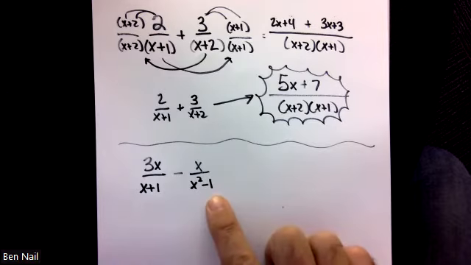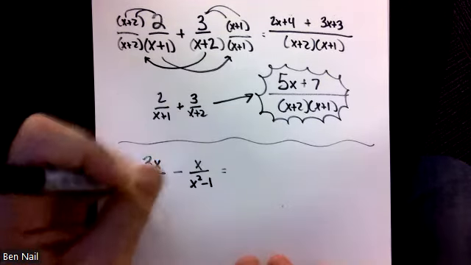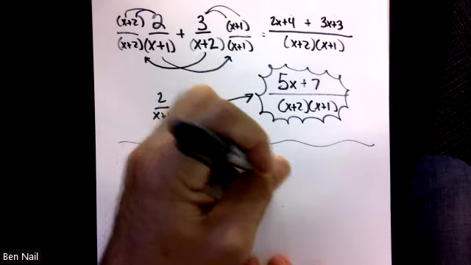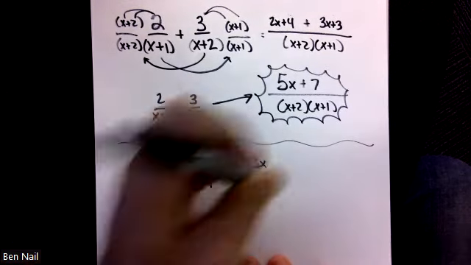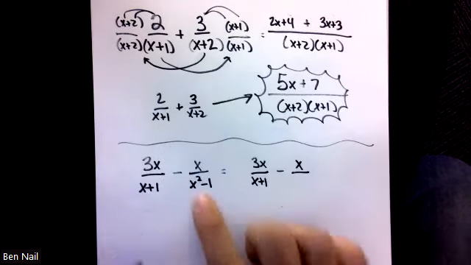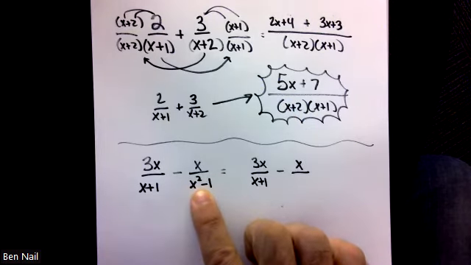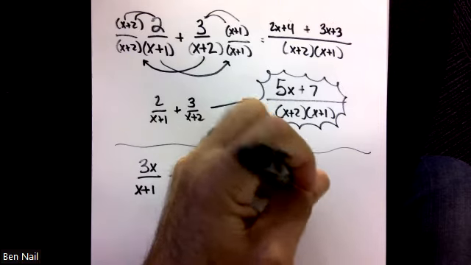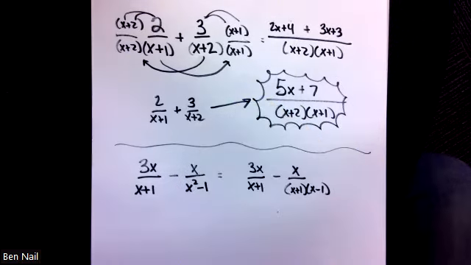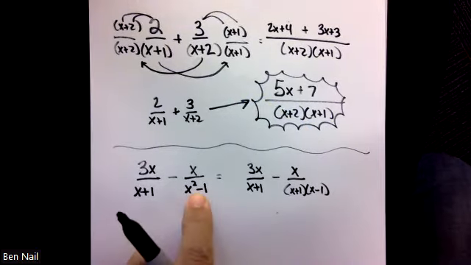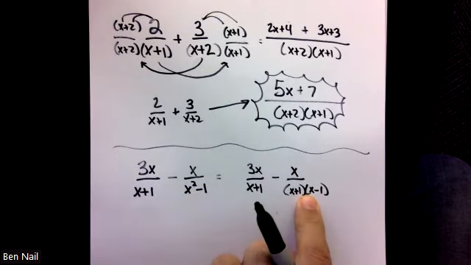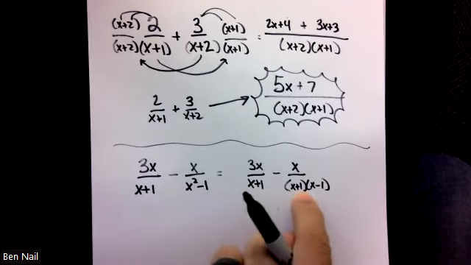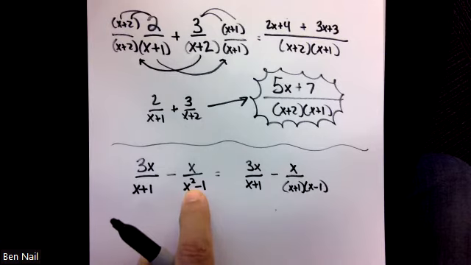So what I mean by that is, this 3x over x plus 1 is fine. But this x squared minus 1 actually factors. X squared minus 1 is x plus 1 times x minus 1. This and this are the same thing. This is just the factored form of this one.